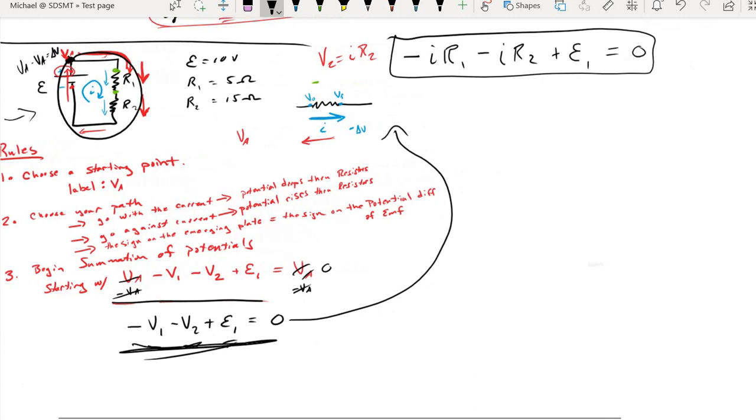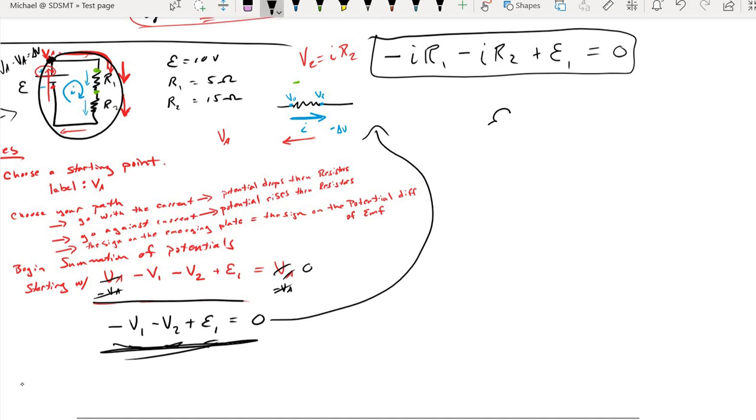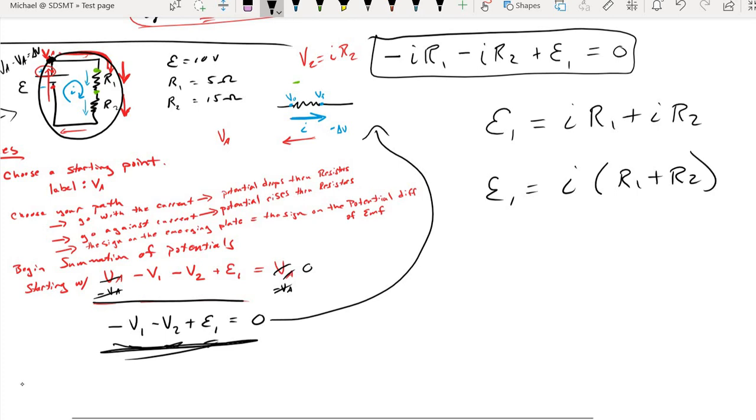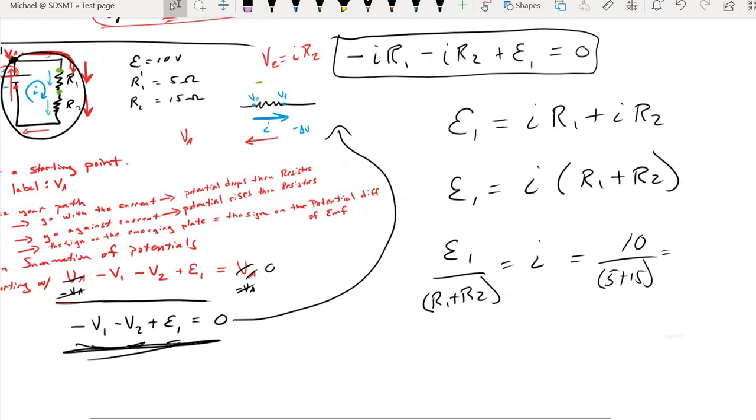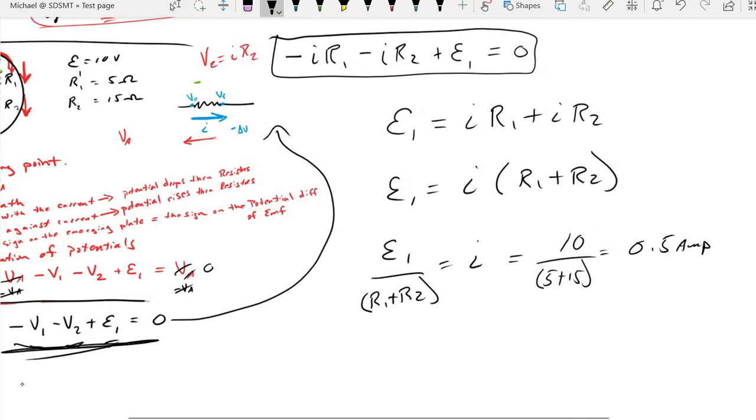And I really don't like those minus signs on those two front terms, so I'm going to add them over to the other side. And when I do that, there's a little bit of cleanup that we can do in this expression. I'm going to factor out I. And then, well, I know what the value of the EMF is. I've been calling this EMF 1, even though there's only one EMF in the circuit. I also know the individual values of the resistors, and so I can find the current. We have an EMF of 10 volts, and R1 plus R2 makes 20. So we're getting half an amp for the current running through this circuit.